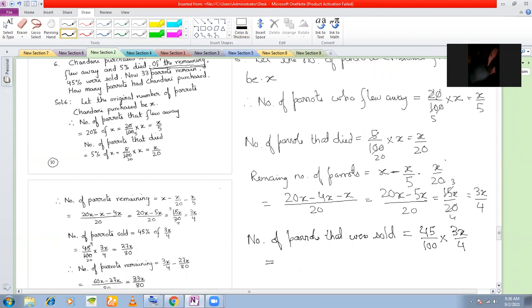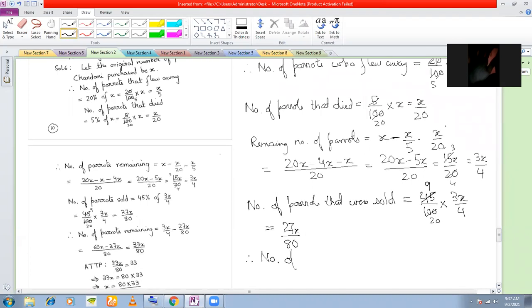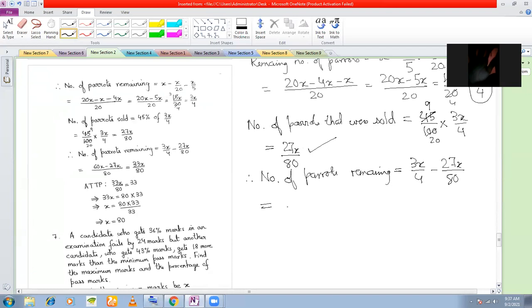So now you can cancel here 9 and you can cancel here 20. So you get 27x by 80. This number of parrots was sold. Okay. Therefore, the number of parrots remaining. How many parrots remain? See, what were the parrots remaining here? 3x by 4. How many parrots were sold? 27x by 80. So how many parrots remain? 3x by 4 minus 27x by 80. Do you agree with this? Yes, sir. Okay. So now we take the LCM.